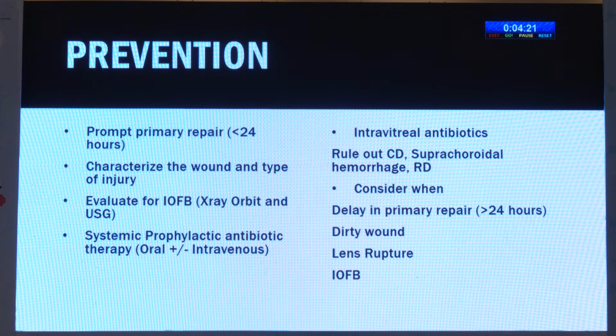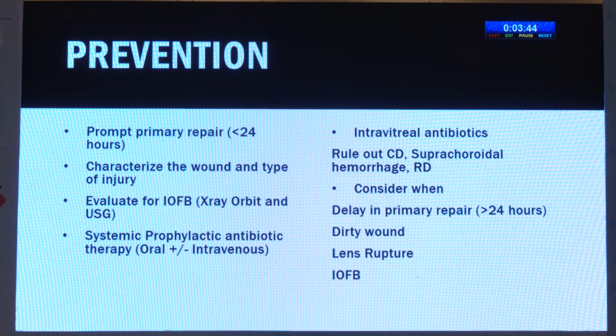So how do we prevent post-traumatic endophthalmitis? As soon as a patient presents to you, we do a prompt primary repair. Our aim is within 24 hours the patient is repaired from the time of trauma, not from the time of presentation to us. We characterize the wound and the type of injury. We evaluate for an intraocular foreign body. So there's a small catch over here. At the time of an open globe injury, performing a USG might be difficult. You can go ahead, do an X-ray, and then do it in the post-operative period to rule out any intraocular foreign body. Then consider systemic or prophylactic antibiotics, usually oral.